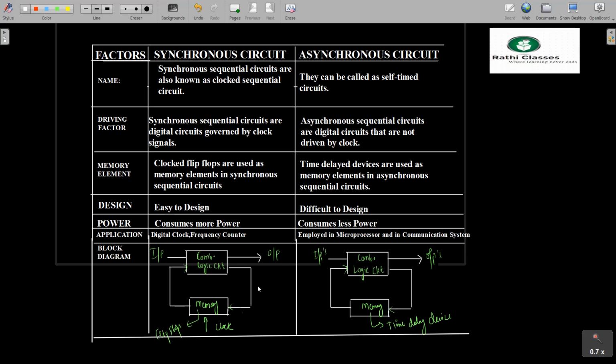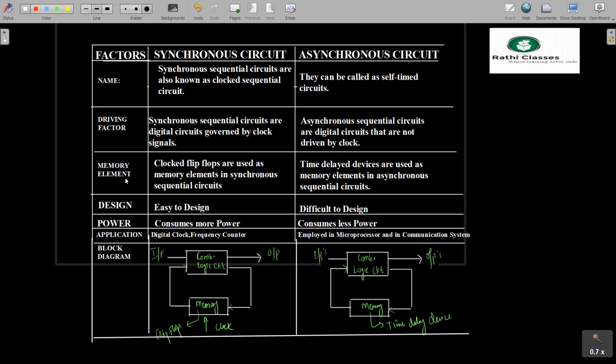As you can see, the clock is the driving factor for the synchronous circuit, whereas the asynchronous circuit is called a self-timed circuit. That means there is an absence of the clock; the asynchronous circuit is not driven by the clock. So, as you can see, the clock plays the major role in driving the circuit. Synchronous sequential circuits are digital circuits governed by clock signals, whereas in asynchronous sequential circuits you don't see any kind of clock, so they are not driven by a clock.